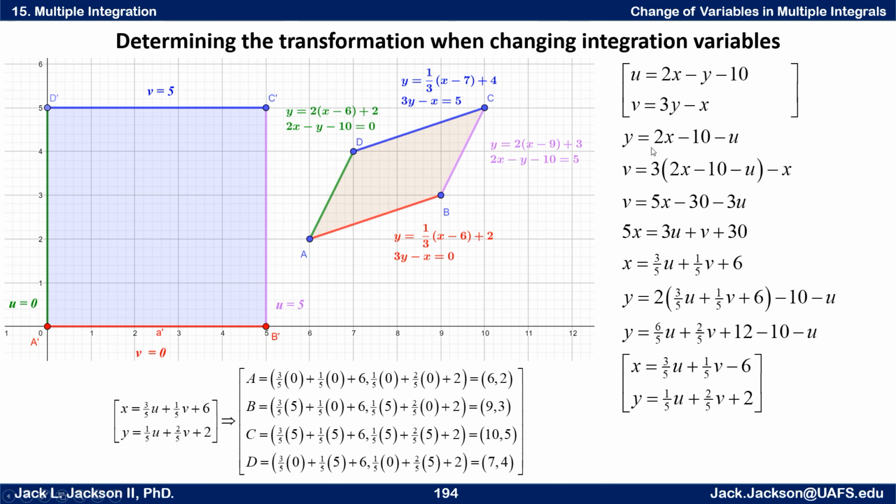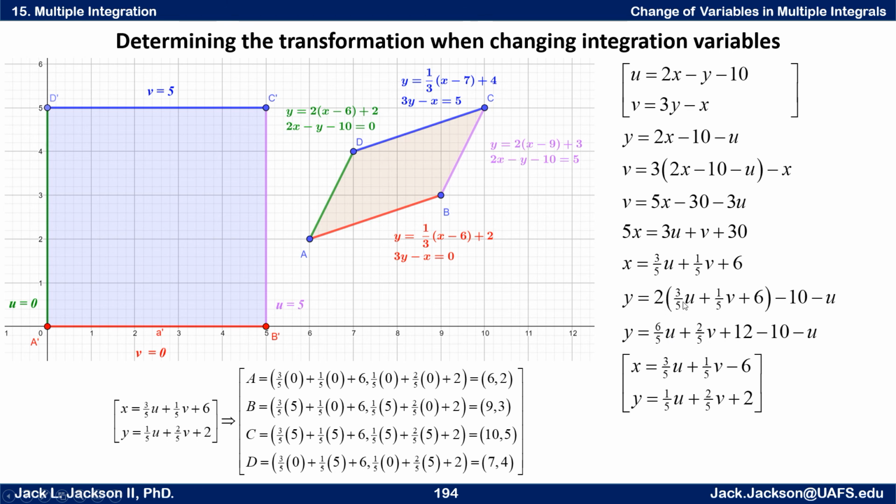I go back here to this expression and put in for x what it is here. So y is 2 times the x minus 10 minus u. In place of the x, I put this 3/5 u plus 1/5 v plus 6, and just clean this up a little bit. Distribute the 2 and combine some like terms. Let's just distribute first.